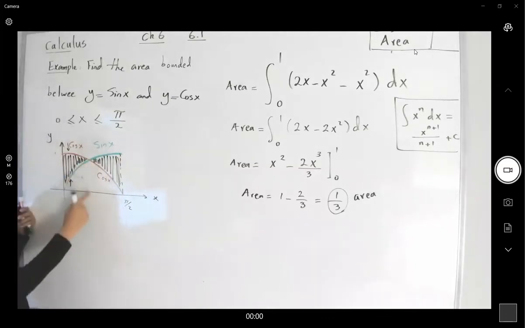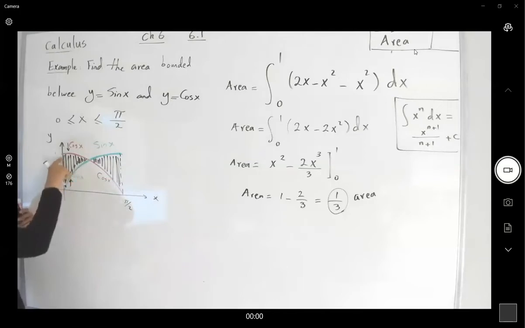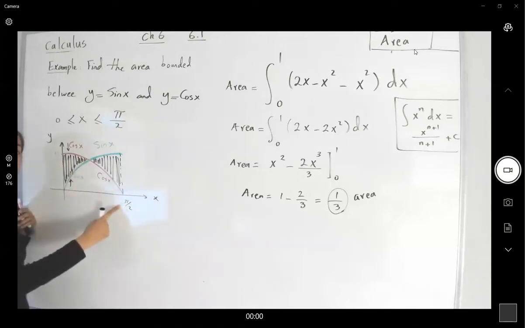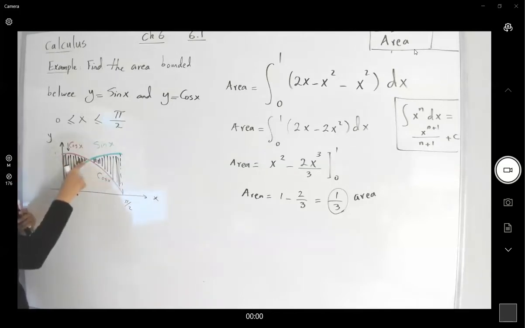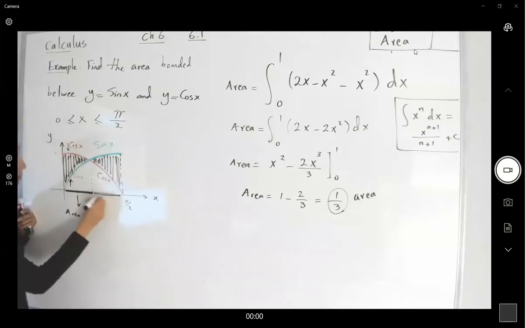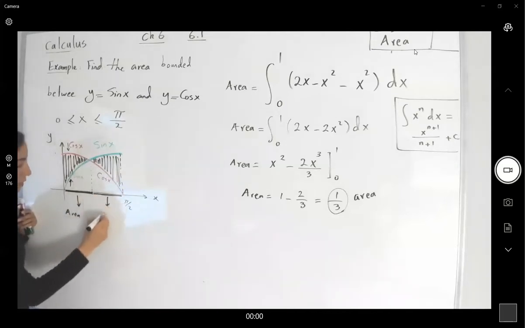But what is this number here? My x is bounded between 0 and pi over 2, but I cannot say, hey, between 0 and pi over 2, the top function is cosine. Why is that? Because if I look at this piece, the top function is sine. So I need to divide this up between these two intervals, calculate the area on the first interval, then calculate the area on the second interval and add them together.